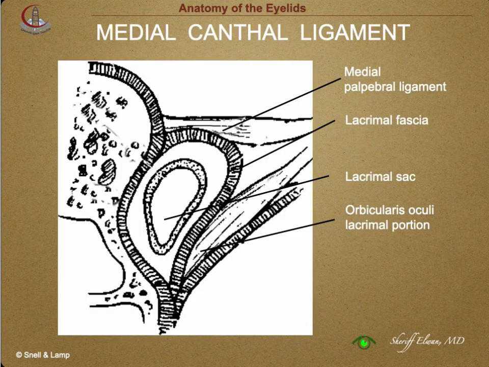And here is the posterior part, which is attached to the lacrimal fascia around the lacrimal sac, as well as the deep fibers of the orbicularis oculi, that is the pars lacrimalis, the orbicularis oculi lacrimal portion, and all these help in creating negative pressure inside the lacrimal sac to aspirate or suck the tears from the lacus lacrimalis during the process of drainage of the tear film.